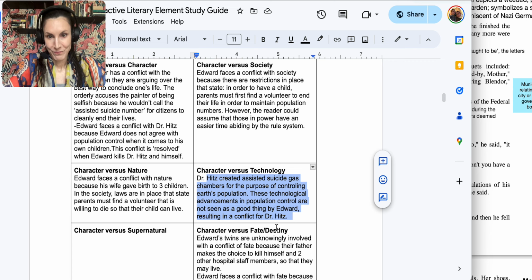This one. Character versus technology. So you had Dr. Hitz. He saw the world was so overpopulated and things were so problematic. So what did Dr. Hitz do? He invented a gas chamber.